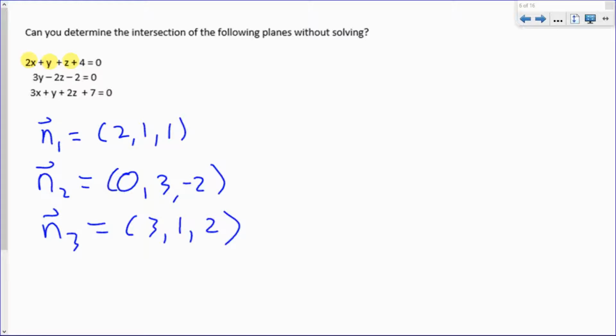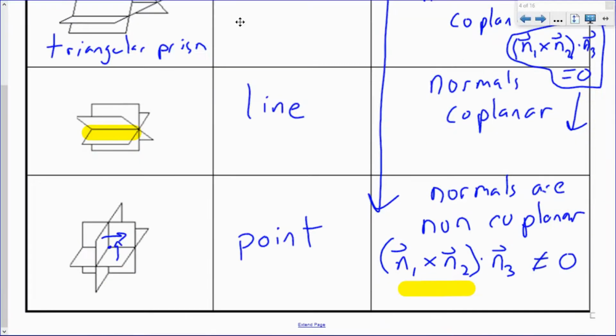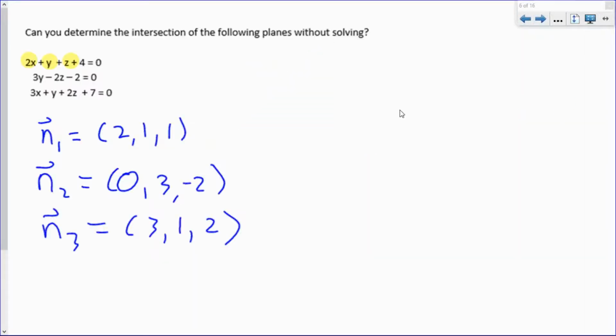Clearly, none of these normals are collinear. They're not the same. One isn't a scalar multiple of the other. So then I know that I've got one of the interesting cases. So I have one of these 3 cases here. Which one is it? Well, the only other thing I can look at is, are they coplanar?